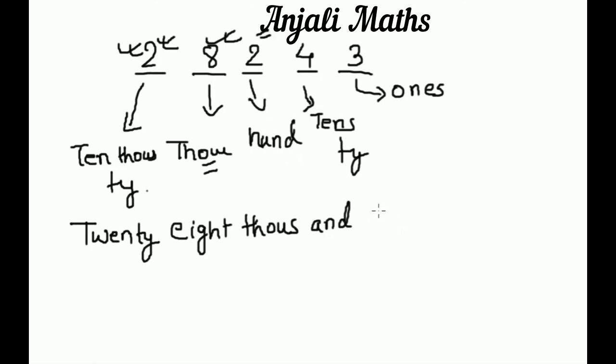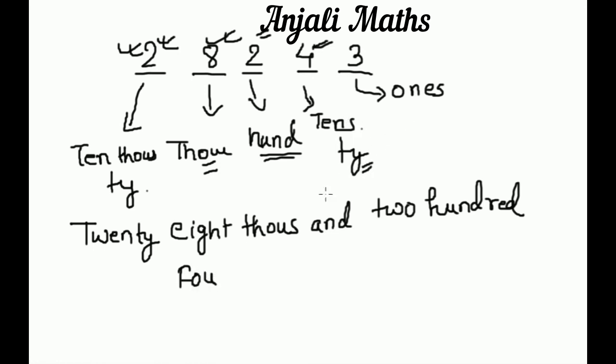2, we will add 100. 4, we will write 4 and because this is the tens position we will add ty, and this is 3, 43. In this way we will write a 5-digit number. I will make one more video on 6-digit and 7-digit numbers.